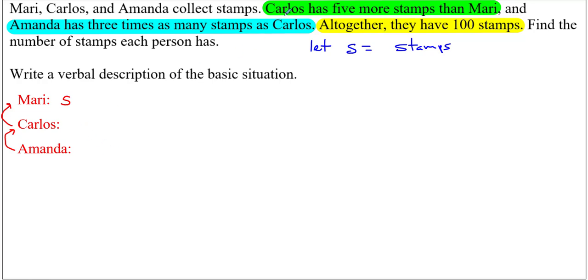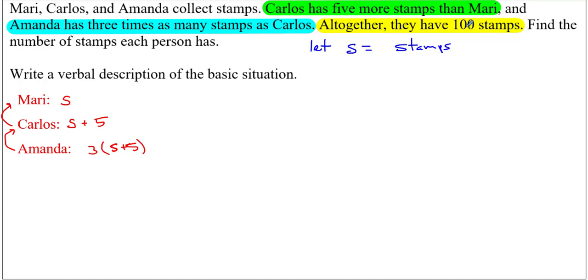And we take a look again at our problem. Carlos has 5 more than Marie. So if we have Marie's amount plus the 5 more, we can get what Carlos has. And then now Amanda has 3 times as many stamps as Carlos. So if Carlos is Marie plus 5, right, S plus 5, we want 3 times as many as that. All right, very good. We got all 3 modeled.